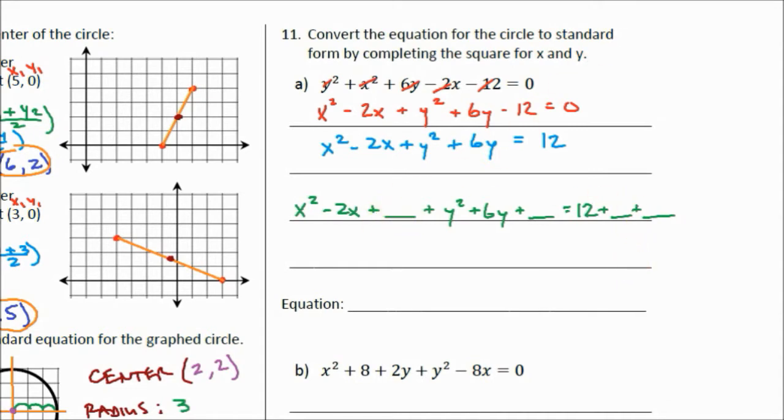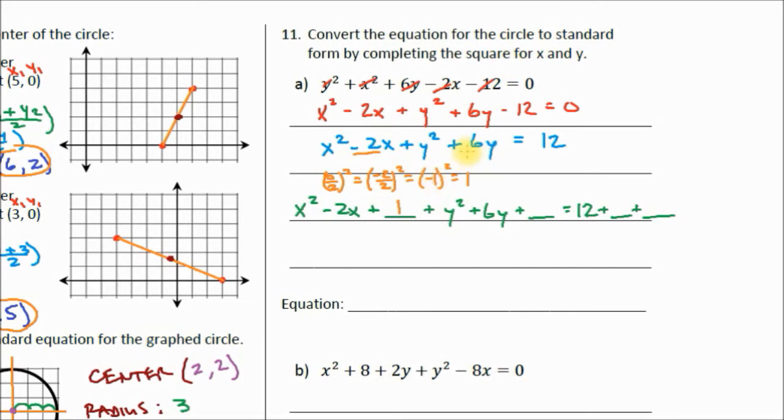What is this value, class? This value is found with b over 2 squared. Our b value is negative 2. So we've got negative 2 over 2 squared. That's negative 1 squared, which is equal to positive 1. Remember, that number will always turn positive because we are squaring it.